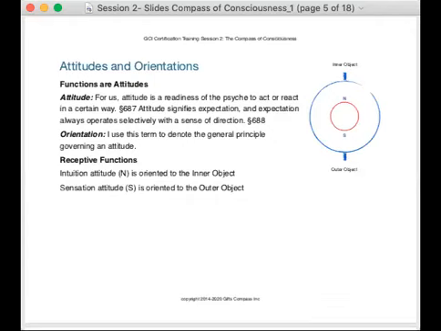Jung referred to these 2 functions as irrational, which tells us what they do not do. That is, they are not rationally directing consciousness. To attempt to better consider their functional attitude and orientation, we will refer to them as receptive functions, a more descriptive term for their active roles.